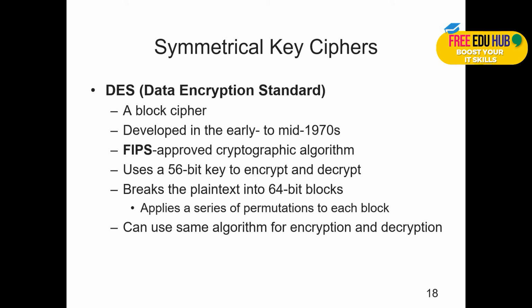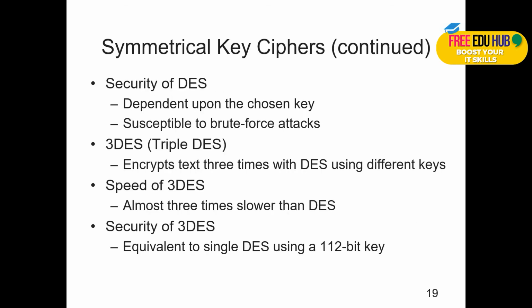Now, symmetric key ciphers: DES is a block cipher developed in the early 1970s. Just for the sake of information, it is FIPS approved and uses a 56-bit key to encrypt and decrypt the message, breaking the plaintext into 64-bit blocks. As I told you, it takes block by block, then it encrypts the message. You can use the same algorithm for encryption and decryption. Security of DES depends upon the chosen key. It's susceptible to brute force attacks.